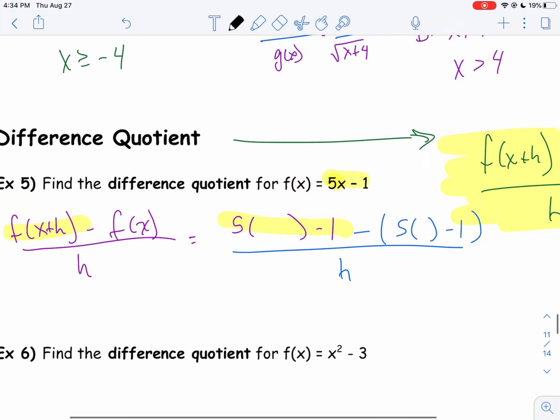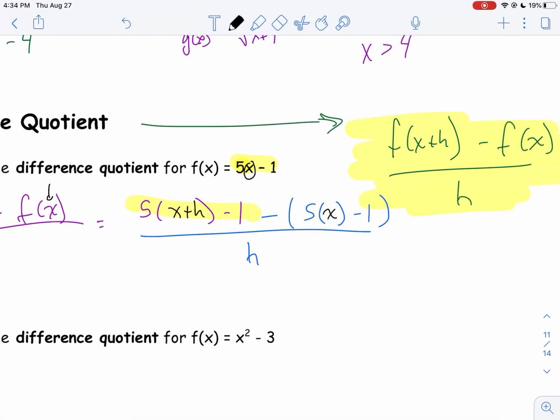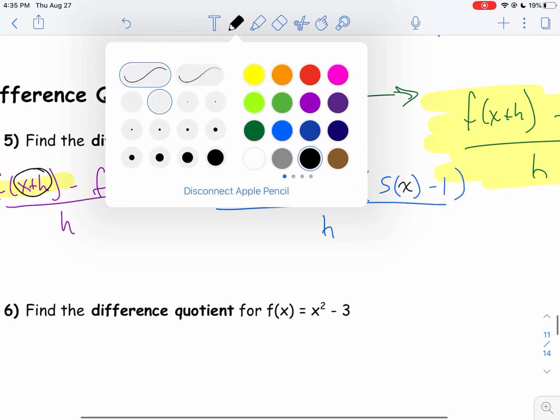Now, in this first case, my x is x plus h. I'm putting x plus h in place of my x. In the second part, I'm putting x in place of x, which is a little silly, right? We've already done that. It's just 5x minus 1. Once you have this set up, two things to watch for. One, that you're distributing this negative sign here. And then two, just that you're distributing here and simplifying carefully. So let's take a look.